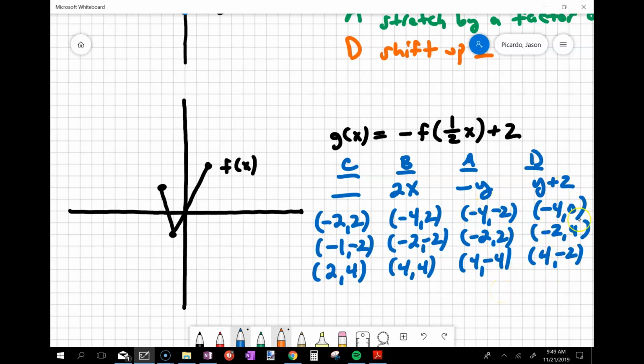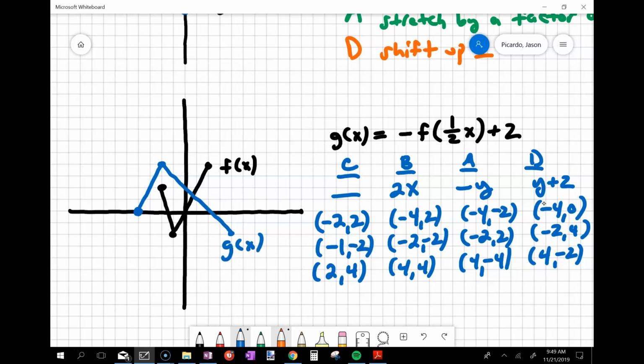So these become my what? My final points of my graph, don't they? And so my final graph is -4, 0, -2, 4, and 4, -2. Boom. There you have it. And that's the graph of g of x.